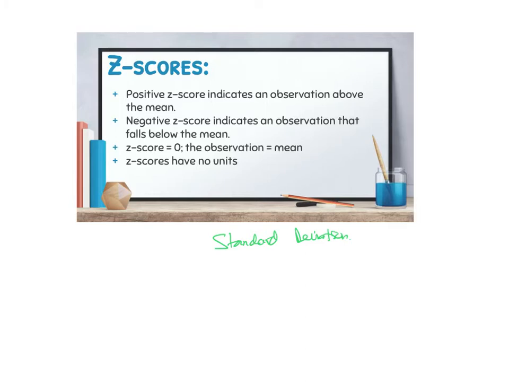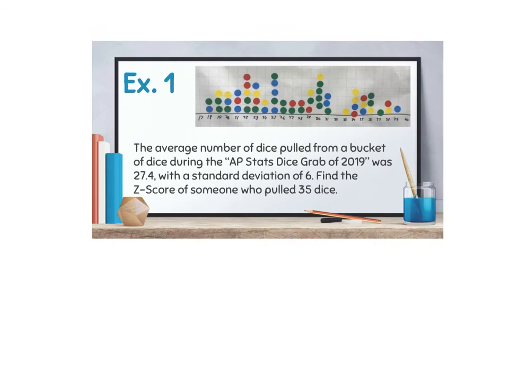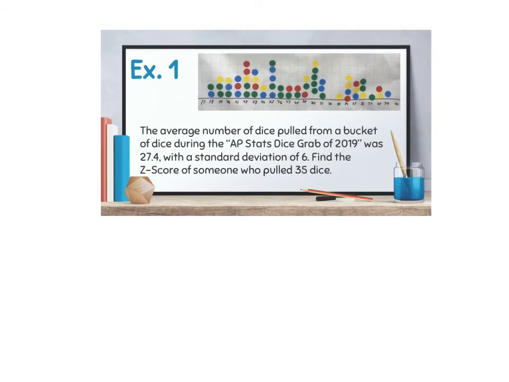Okay, because it tells you how many standard deviations you are away from the mean. So here's an example I'd like to go through. It says the average number of dice pulled from a bucket of dice during the AP Stats dice grab of 2019 was 27.4 with a standard deviation of 6. Find the z-score of someone who pulled 35 dice.